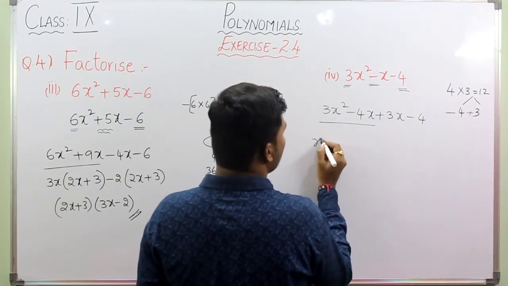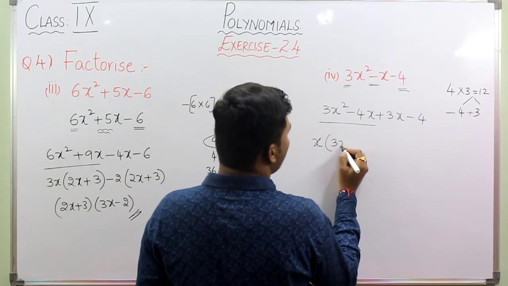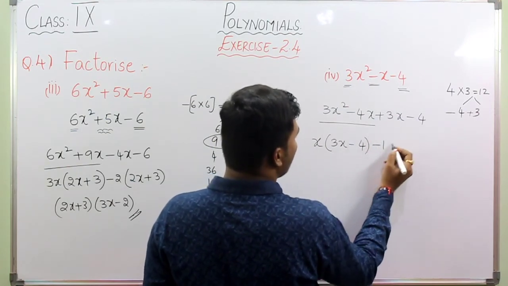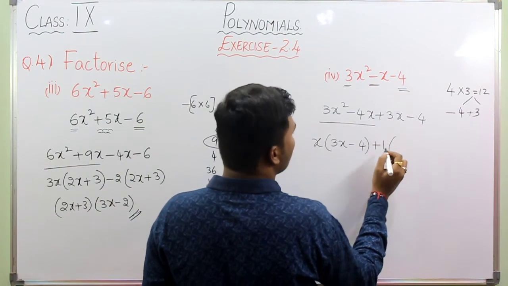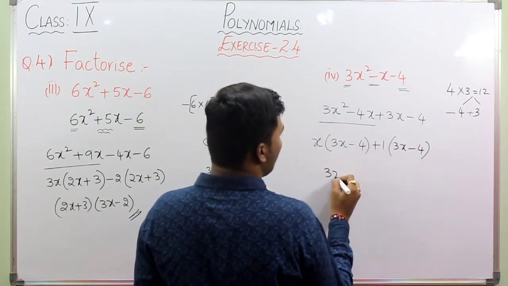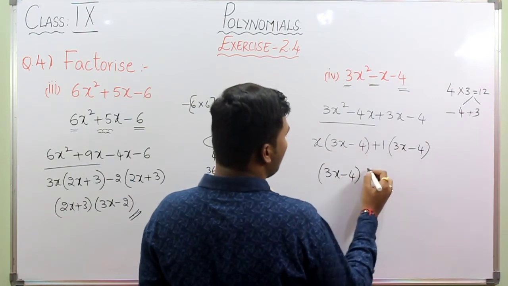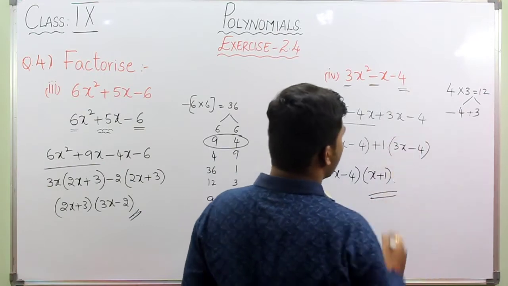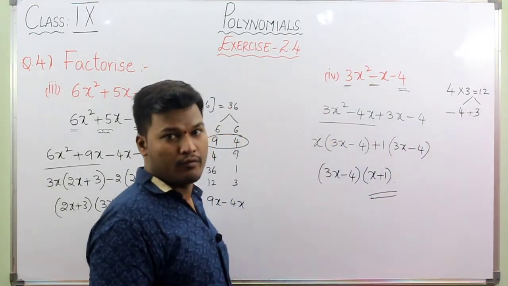From these first two terms take x common. You are left with 3x minus 4. From the last two terms take plus 1 common. So you are left with 3x minus 4. So then it will be 3x minus 4 into x plus 1. So these are the two factors of 3x square minus x minus 4.